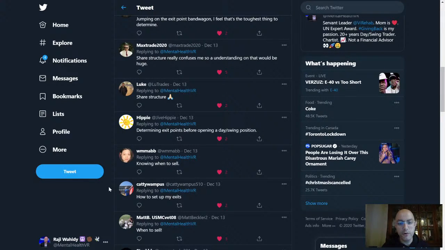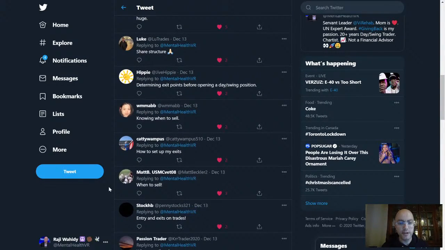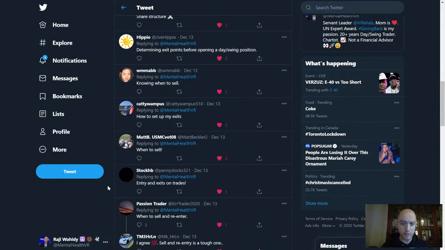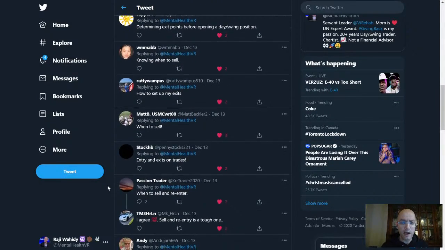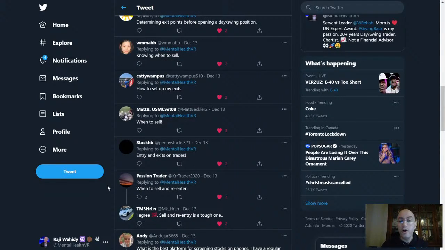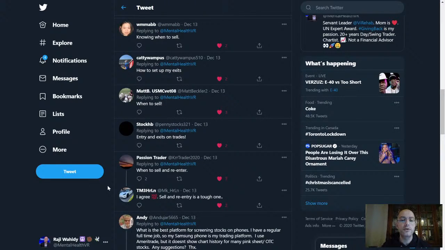Determining exit points before opening a day, we've explained that. Knowing when to sell, again, we've spoken about when to sell, how to set up my exits. Again, all of these questions, the one that I've touched base earlier on, and also please refer to the lesson of when the trade outs and fake outs, and also the lesson about support and resistance and what have you. All of this has been discussed with examples.